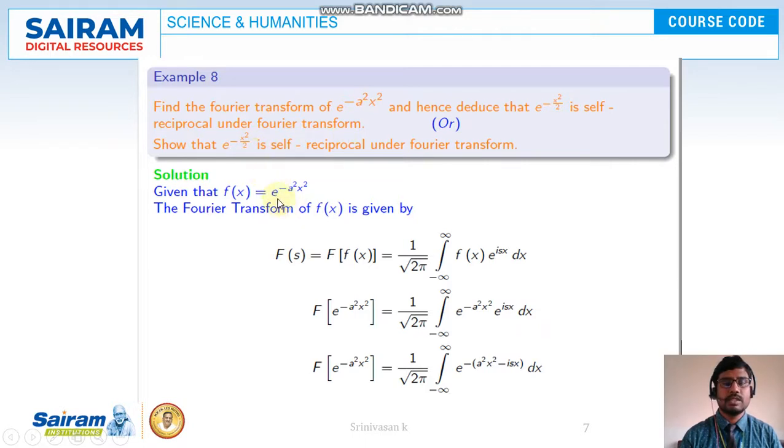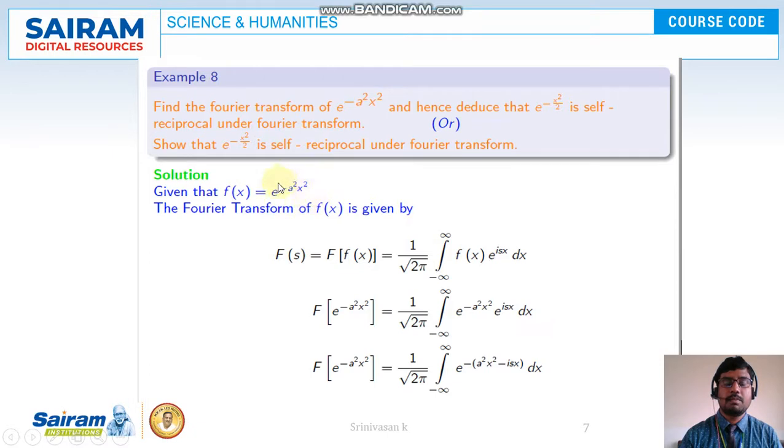So given the function e^(-a²x²), find its Fourier transform. F[f(x)] = 1/√(2π) ∫ from -∞ to +∞ of f(x) e^(isx) dx. Now substitute the function. What is your function?